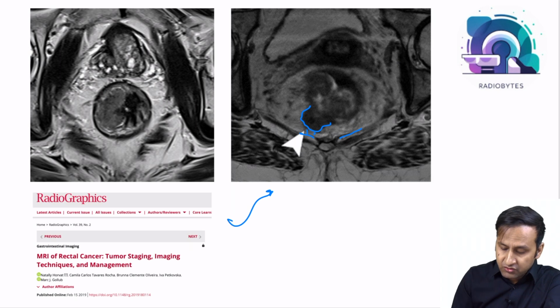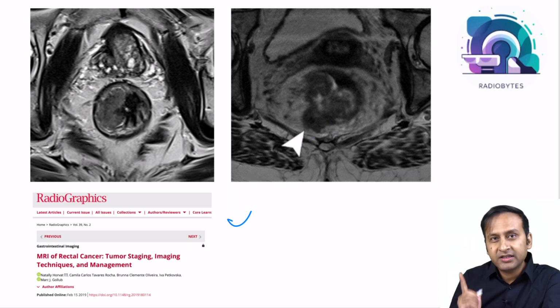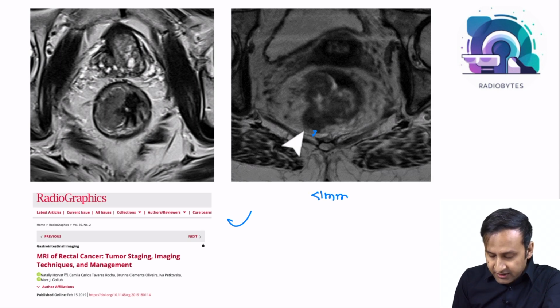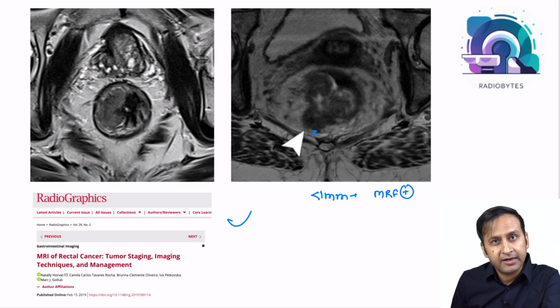When we talk about the mesorectal fascia, the only important thing that we have to remember is if the distance of this tumor from the mesorectal fascia is less than 1 mm, then it means that mesorectal fascia is invaded, and this is something which we have to mention in our reports because this is not the patient which can be taken up for total mesorectal excision.